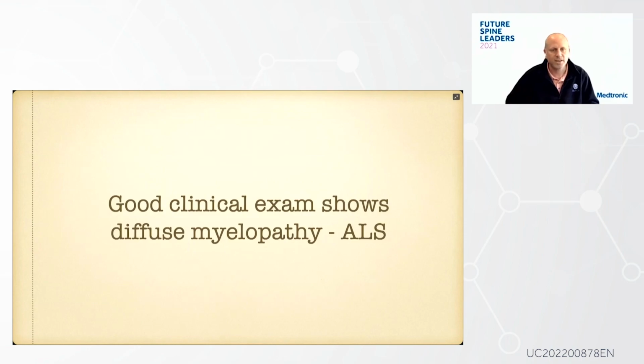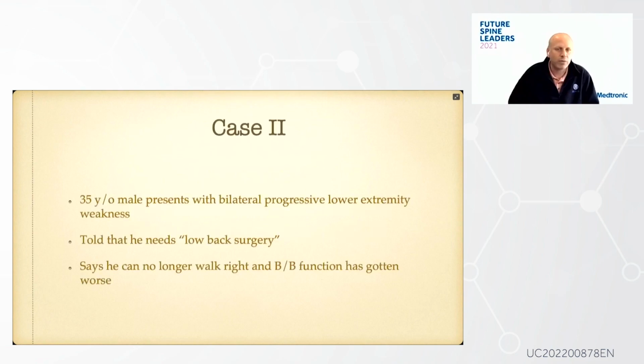Our second case. This is a 35-year-old male with bilateral progressive lower extremity weakness, told that he needed to have, quote, low back surgery. He says he can no longer walk and has bowel and bladder as well as sexual dysfunction. He was an athlete growing up, an avid golfer and basketball player, can no longer do either one of those, and is progressively getting worse quite quickly.